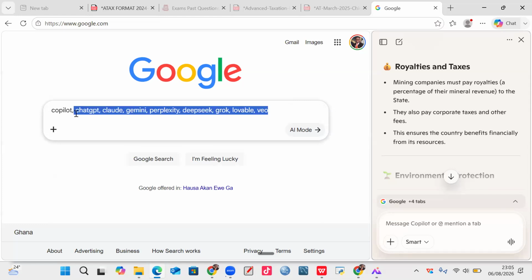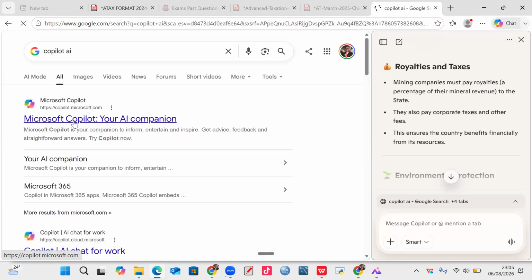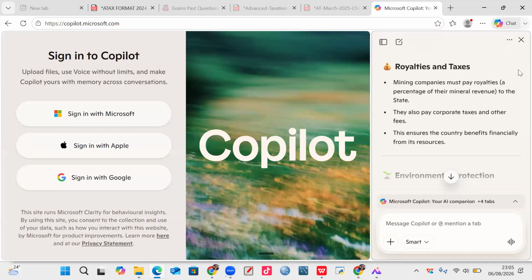Okay, so if I come here to Google, I type Claude, Copilot AI. That's it here. It's for Microsoft. So Microsoft Copilot, AI Companion. Then it will widen up the page. The one on the right is very narrow. So you have to sign in with your Microsoft or Google account. Then please, you are good to go.